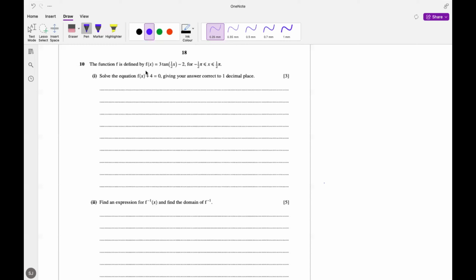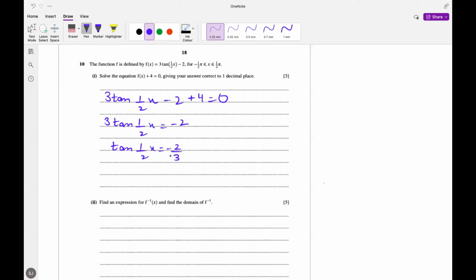In question 10, we have a function f of x which is equal to 3 tan half x minus 2. In the first part, we have to solve the equation f of x plus 4 equals 0. So f of x is 3 tan of half x minus 2 and then plus 4 equals 0. Simplifying this, we'll get 3 tan of half x equals minus 2. We'll write it as tan of half x equals minus 2 upon 3.